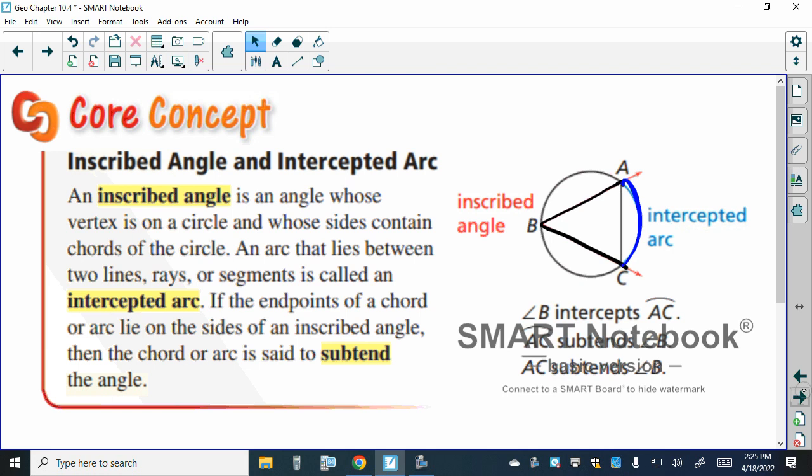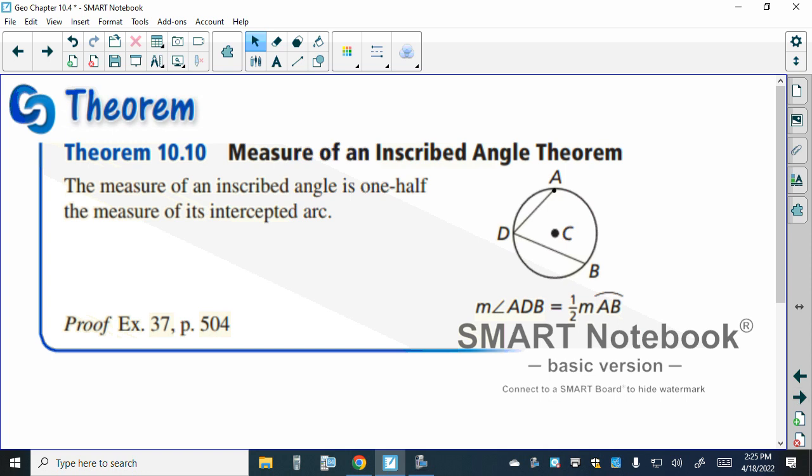Now, a key property with this is that the inscribed angle, here, angle ADB, is equal to half the measure of its intercepted arc. Or the intercepted arc is equal to twice the measure of its inscribed angle. So if we said that this arc is 140 degrees, what's the measure of the angle going to be? Half of 140, which is 70. Or we can multiply the inscribed angle by 2.